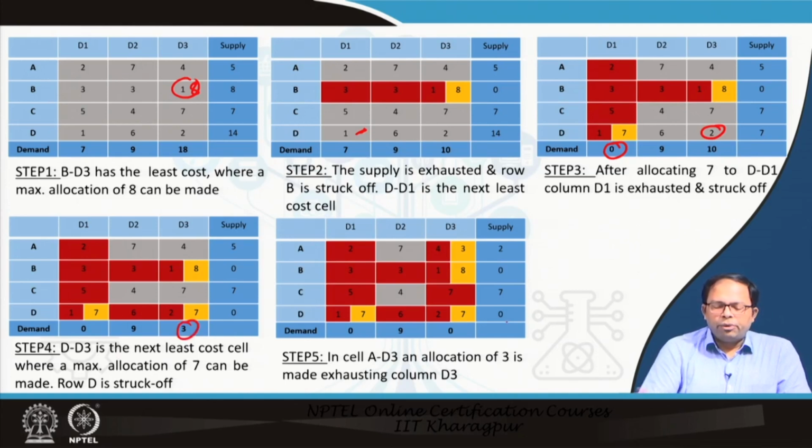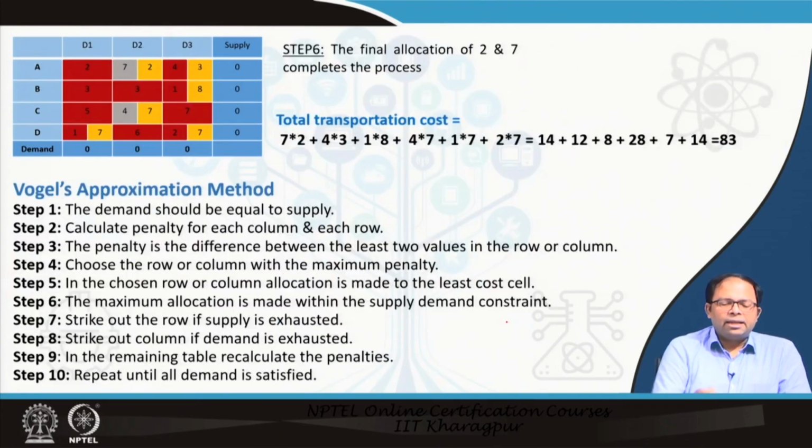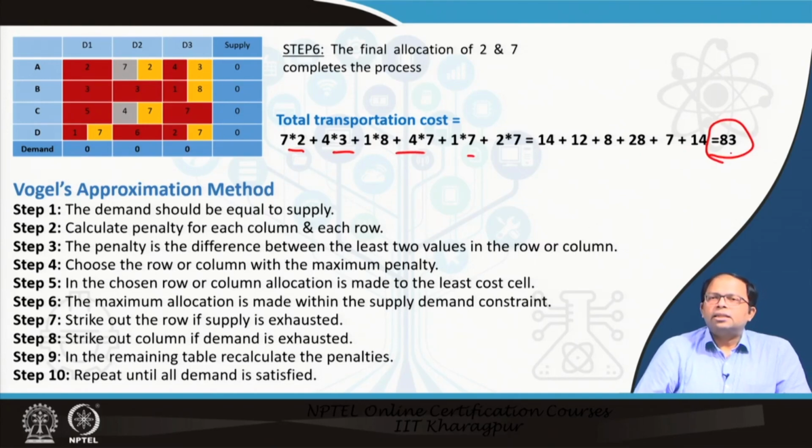We keep on doing that, and then we arrive at this step where the final allocation of 2 and 7 happens, and the process completes. Then again the allocated cells are multiplied with the cost, and we come to a value which is 83. Again, this is not the optimal solution. This is one of the feasible solutions, but one thing to point out is that this solution is better than the previous solution.